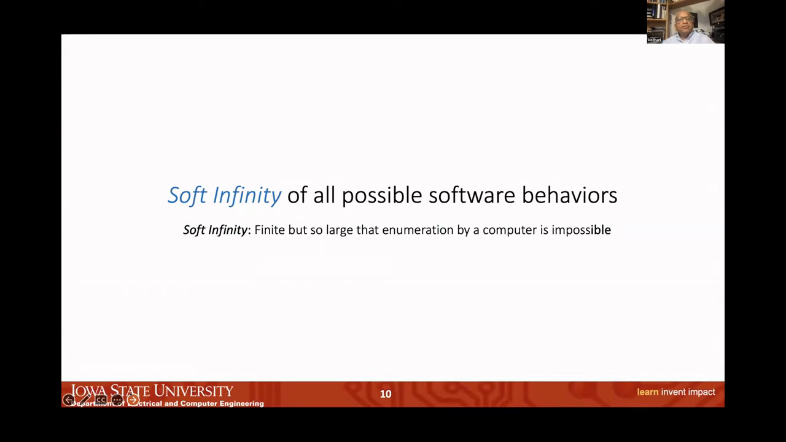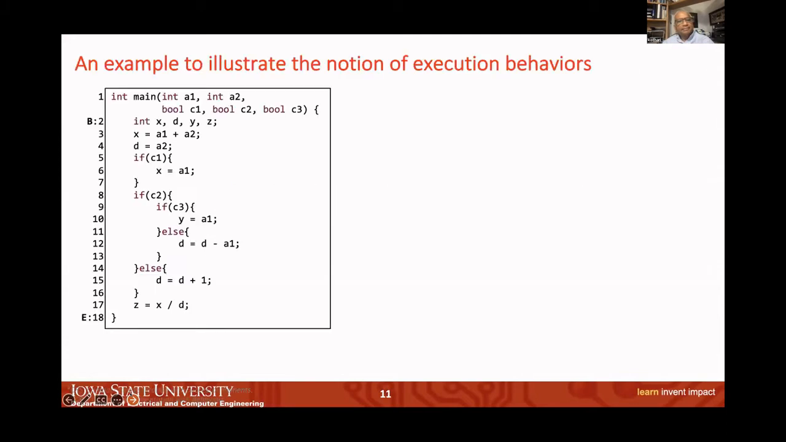The problem is the soft infinity of all possible behaviors. By soft infinity, I mean it's finite, but it's so large that it cannot be enumerated by a computer, no matter how fast. So ultimately, we need another software to check all the behaviors, and that other software cannot simply enumerate all the behaviors and check them. So let me give a small example to illustrate the notion of execution behaviors.